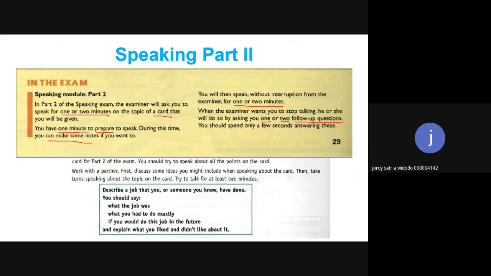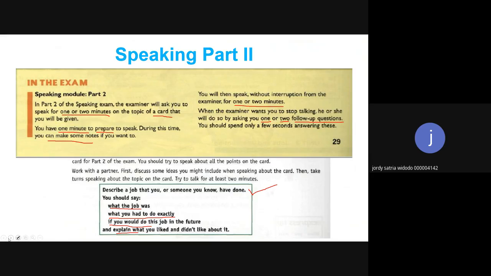So the card will be like this. This is an example of the card. Describe a job that you or someone you know have done. You should say what the job was. Now there are some components that you need to put in your speaking: what the job was and what you had to do exactly, and then whether you would do this job in the future or not, and explain what you liked and didn't like about it. So you need to elaborate all of this information in 1 or 2 minutes.